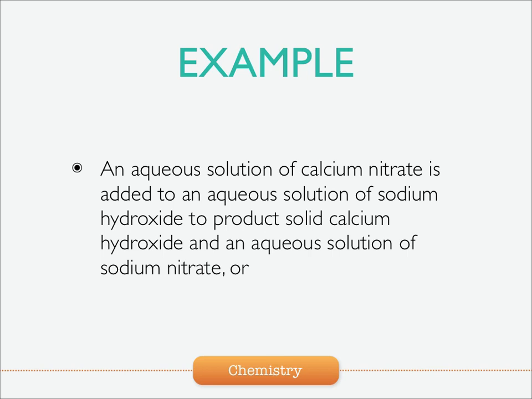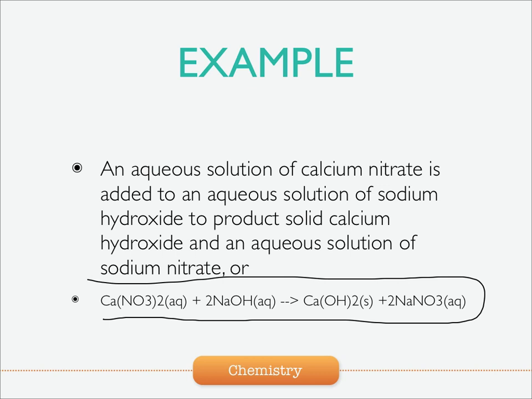All right, so let's take a look at an example. It says an aqueous solution of calcium nitrate is added to an aqueous solution of sodium hydroxide to produce solid calcium hydroxide and an aqueous solution of sodium nitrate. So we could write that all out in words, or we could write it out in symbols. This says exactly what I just read to you up above. It's much simpler to write that equation. It's got all the stuff. We're talking about calcium nitrate, aqueous solutions, and so on. So you can see that's the same thing.